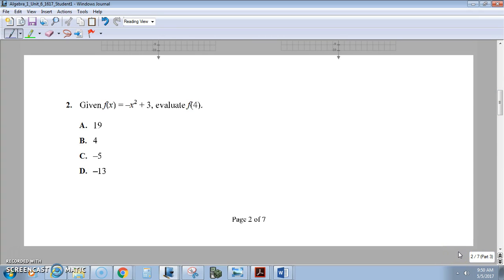All right, let's go. Question number 2, evaluate at f of 4. So the whole function is f of x, right? If I evaluate at f of 4, instead of f of x, that means I change all my x's to 4's. So I have negative 4 squared plus 3. And you guys have got to remember your order of operations. So I square 4, and I get 16, and then I multiply it by this negative on the outside. So that's actually negative 16 plus 3, which is negative 13. Okay, so the answer is D.